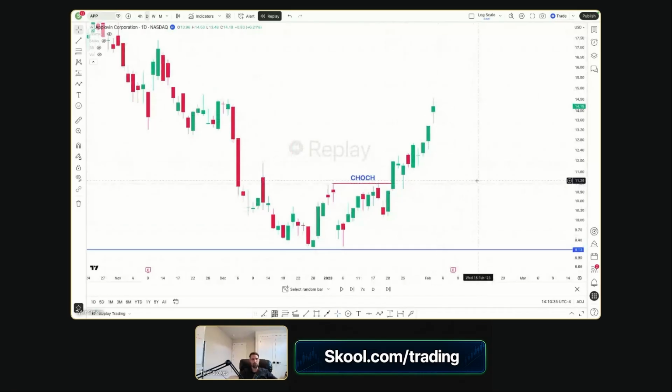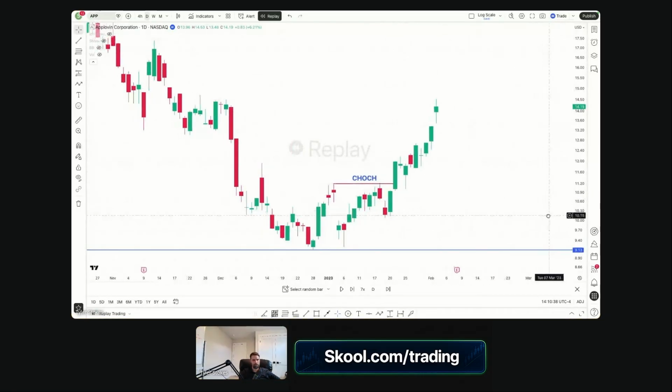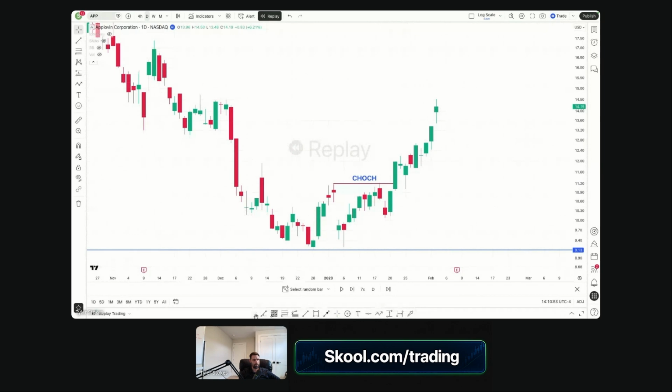And then what we can do, Tyler, yeah. Which tool did you use to draw that line? It would just be the horizontal line. It would be under right there. Okay, the second column or the second box. If you star these, then you'll keep them in your toolbar. Perfect.